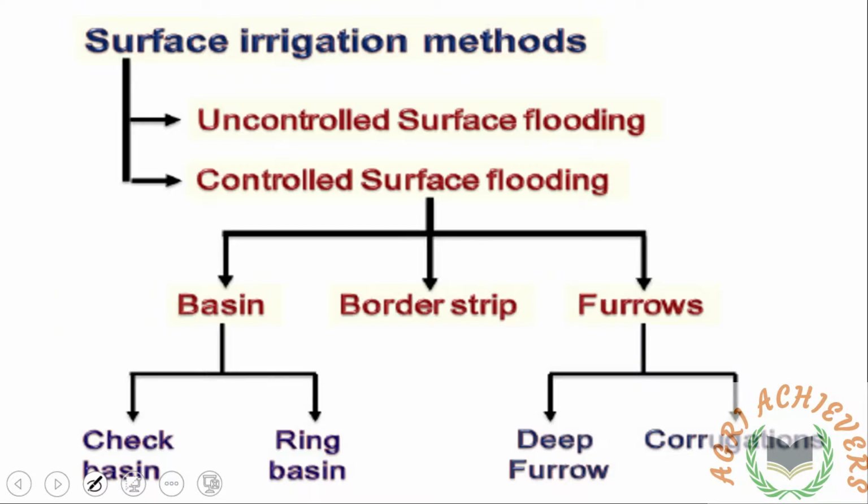Surface irrigation methods: uncontrolled surface flooding and controlled surface flooding. Under controlled surface flooding, we have basins, border strips, and furrows. In basins, there are check basin and ring basin. And for the border and furrow method, it is deep furrow and corrugations.